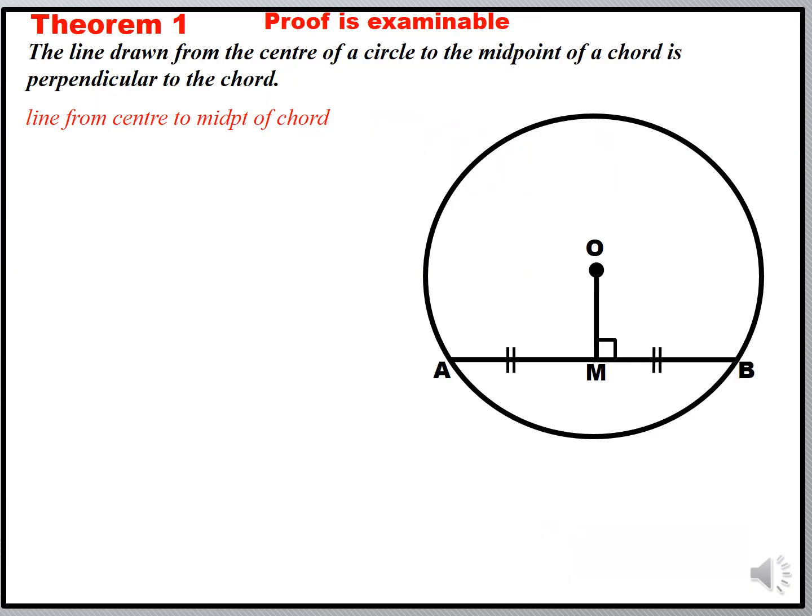The most important part of this theorem that you must make sure you are clear about is that for this theorem to work, the condition is that the line is coming from the center of the circle. It's not just any line, it is particularly a line that is coming from the center, and the line is going to the midpoint of a chord. So it is the center of the circle connected to the midpoint of the chord. Then the line that is coming from the center and the chord are perpendicular to each other.